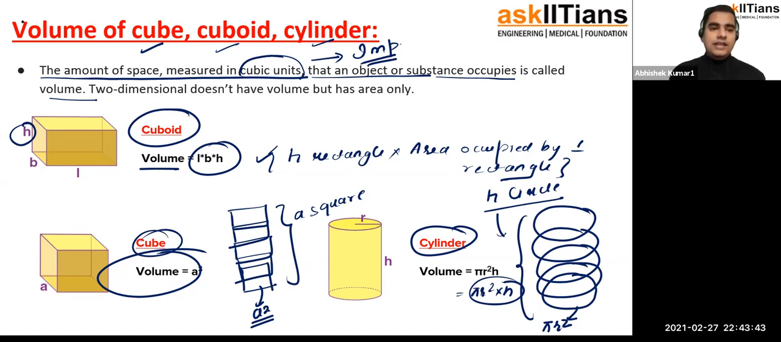Whenever you are calculating volume, it's super important for you guys to write the unit in terms of cube. Like if the values are in terms of centimeter, your answer should be in terms of centimeter cube. If it is in terms of meter, your answer should be in terms of meter cube. That is super important. Clear?